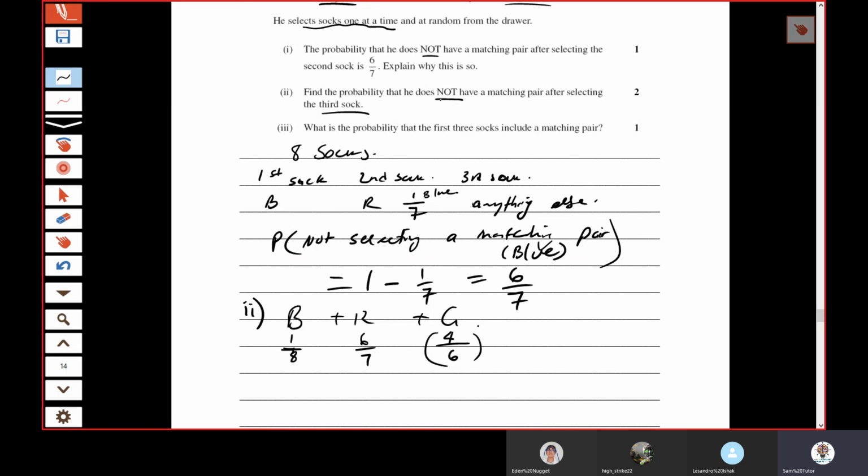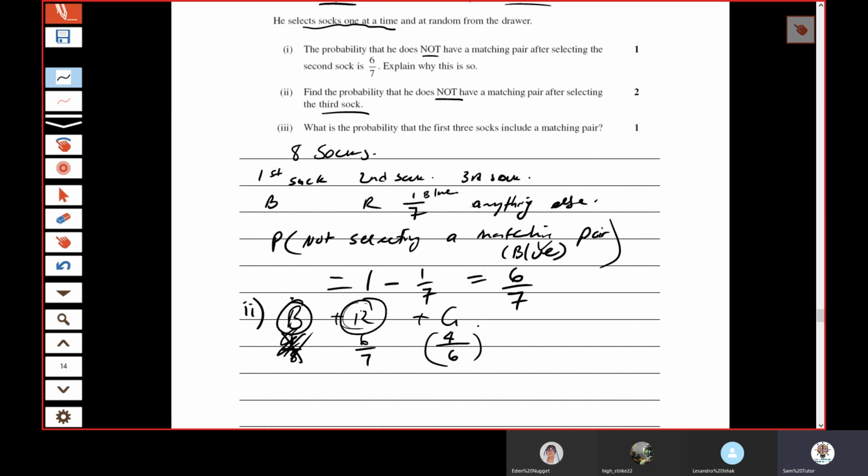So find the probability that he does not have a matching pair after selecting the third sock. The first sock is anything. It doesn't make a difference, right? He's selected something, it's done. Then he's got to select another sock that's got to be anything but blue. So how many socks can he pick from? He's still got 6 socks to pick from that are not blue, because there is one more blue that matches, and there's still 7 socks left.